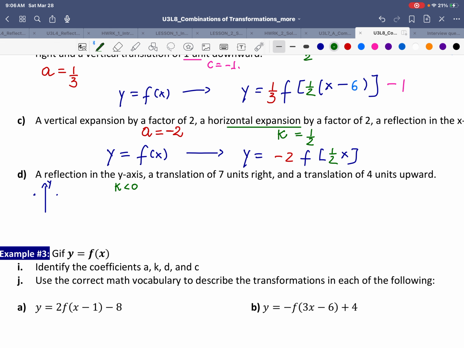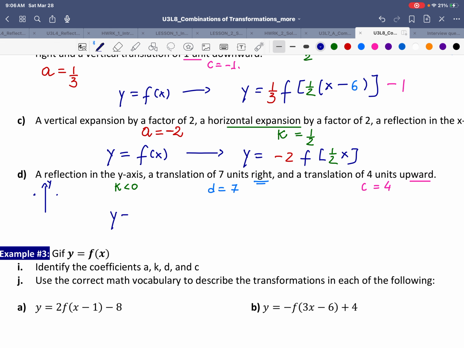A translation of 7 units to the right. So to the right means that the translation is in the horizontal direction, which makes d equal to +7. A translation of 4 units up, so 4 units up means it's in the vertical translation, which means that we have the value of c here. 4 units up is 4 in the positive, so c is positive 4.